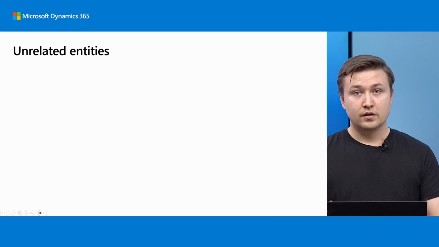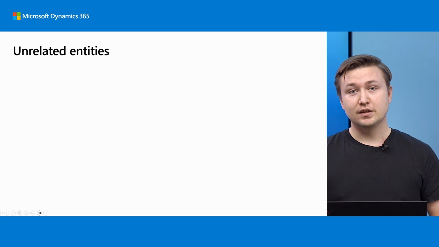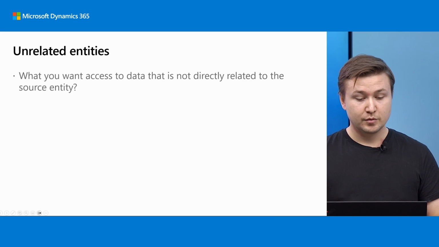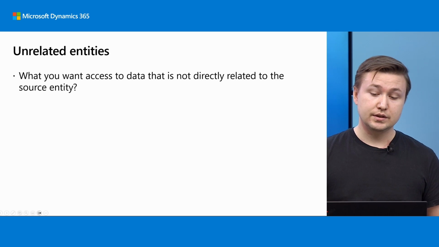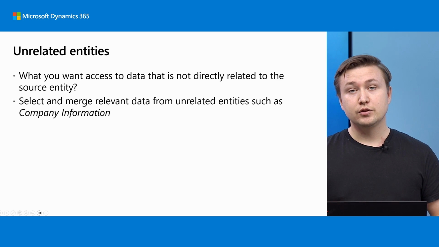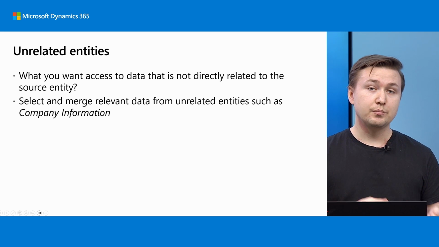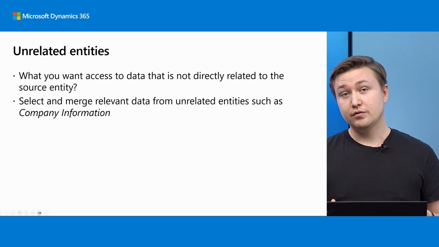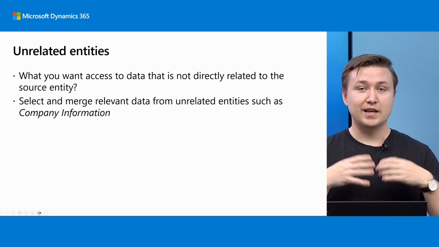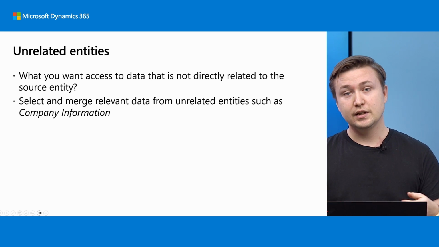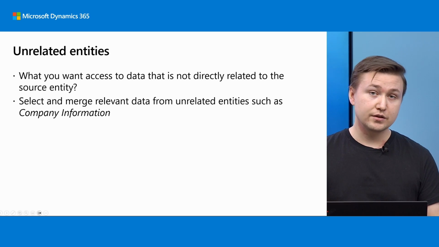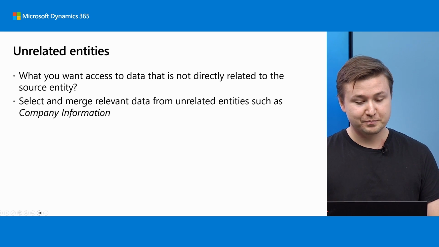All right, so let's talk about the next feature, unrelated entities. Because what do you do if you want access to data that's not directly related to the source entity? Well, now we enable you to select and merge relevant data from unrelated entities, such as the company information. The company information isn't really accessible through the context of what we're merging, but we can still add specific records and use information from those. So let's jump back into Business Central and see how that works.